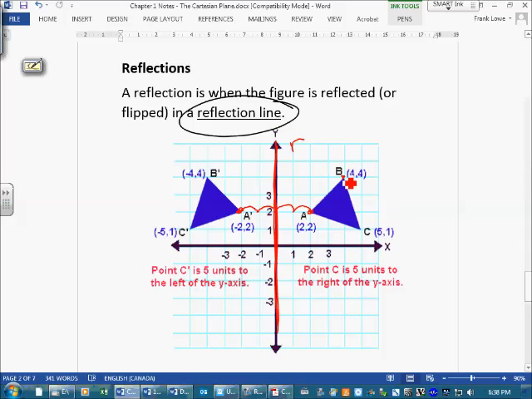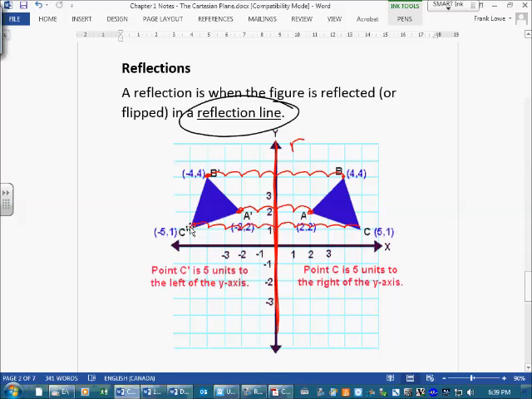B, right here, same thing. It's 1, 2, 3, 4 spaces away from the reflection line, so we go 4 on the other side, 1, 2, 3, 4, and there's our B prime. C, you guessed it, same deal. 1, 2, 3, 4, 5, and on the other side, 1, 2, 3, 4, 5, and we've got our C prime there.